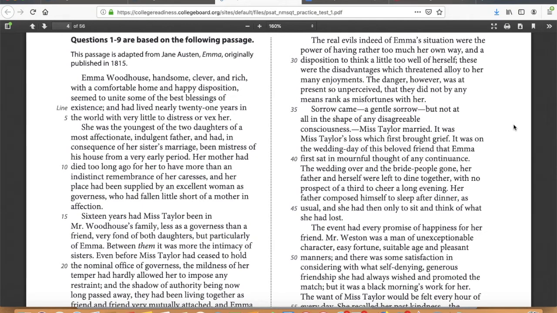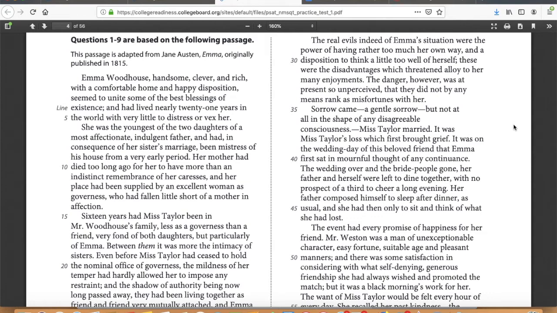So what's going on here at this point? It's kind of going from the wedding and the aftermath of how she's feeling after that. Yeah, and how is she feeling? Very sad, not good. Yeah. It says there was no prospect of a third to cheer a long evening. What does that mean? There was nobody else to make her feel happy. Yeah, right. It was just her and her father eating together, right?